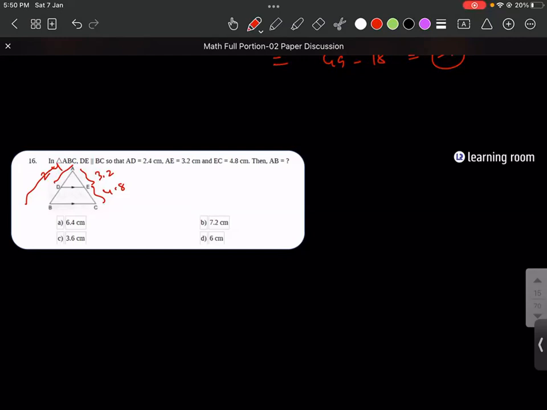Sir, 1 minute, sir. Let me do it again. See, it's very simple. 2.4 divided by AB is equal to 3.2 divided by 3.2 plus 4.8 is 8. So this will go 0.3 times. This will go 0.4 times. This will go 20 times. So AB should be equal to 6. This would be the answer. Okay, sir. I made a mistake here.